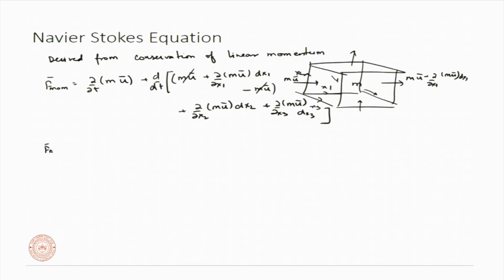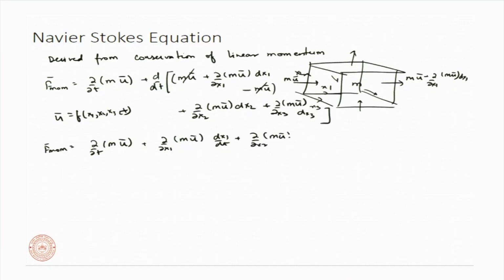and we can find out that the momentum conservation is del by del t of mu, since u was a function of x1, x2, x3 and t, but each of x1, x2, x3 is not a function of the other directions. That is why we have converted this partial into a total derivative. We will find it is del by del x1 of mu vector into dx1 by dt, plus del by del x2 of mu vector into dx2 by dt, plus del by del x3 of mu vector into dx3 by dt.